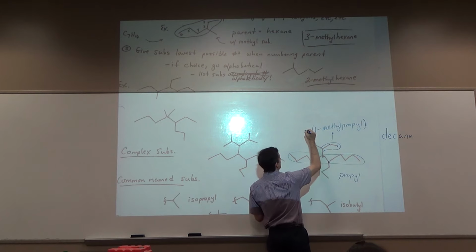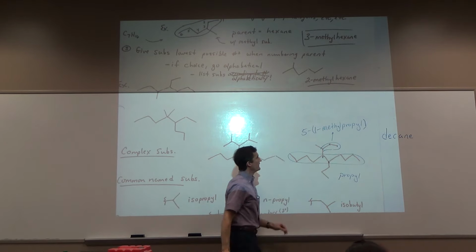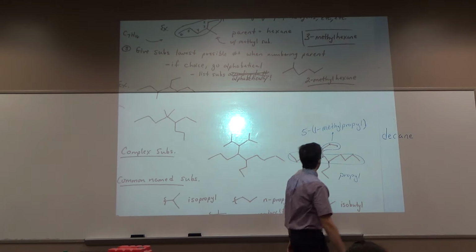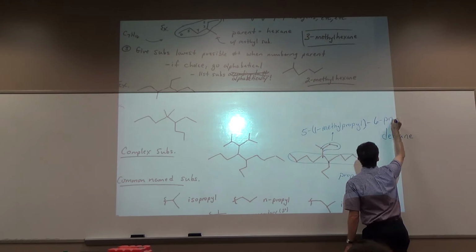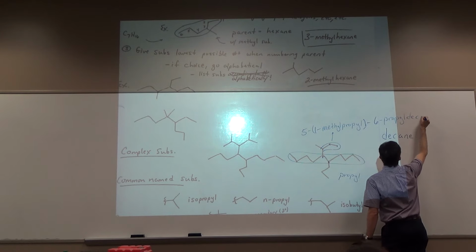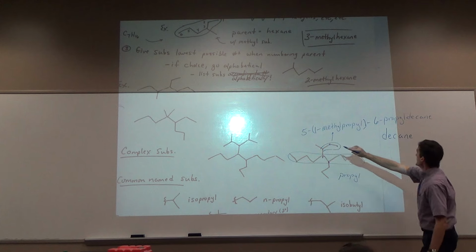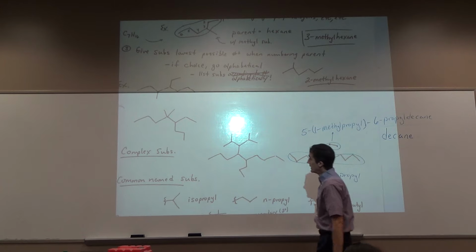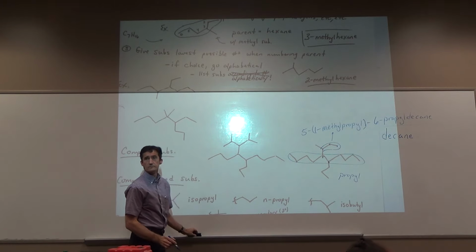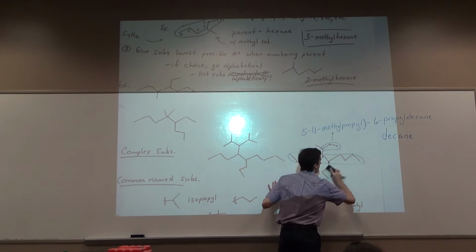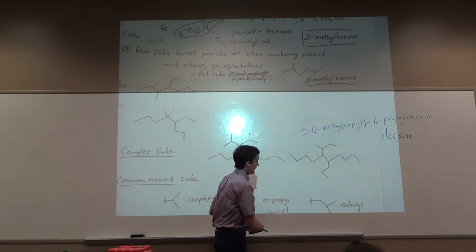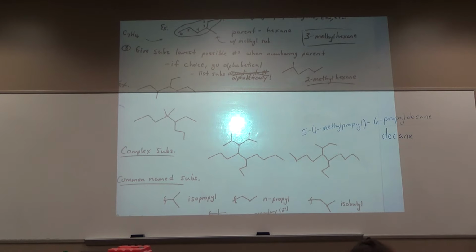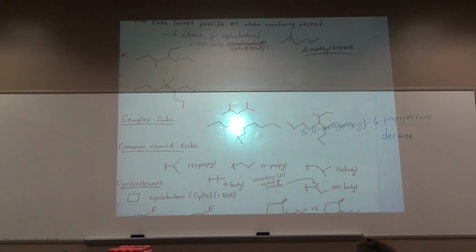So the name is going to be, at the 5 position, we have that thing in parentheses, and then at the 6th position, we have propyl. And then we have decane. And this is all one word. 5-(1-methylpropyl)-6-propyldecane. How does that look? Were there any questions on that page? Common substituents?